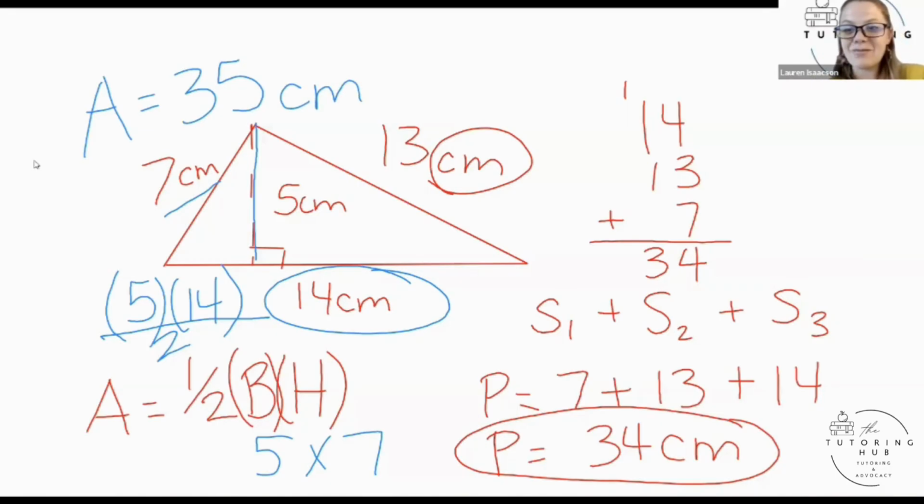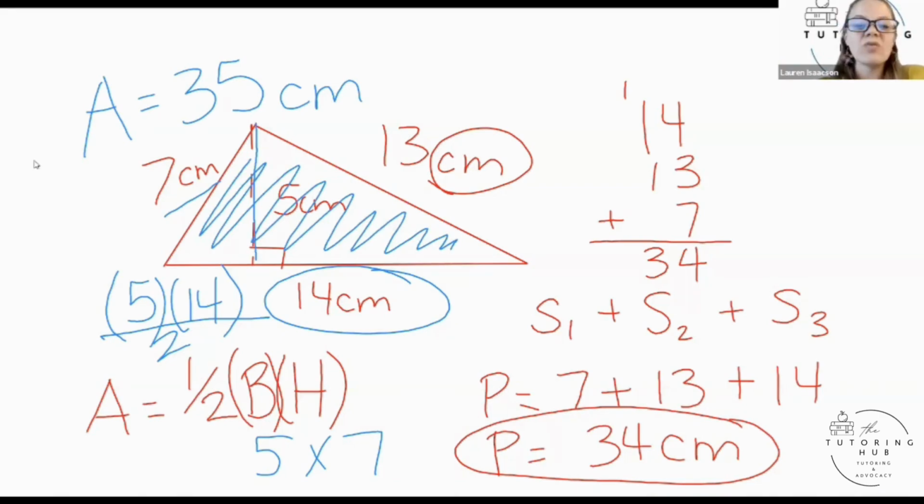But since we are finding the space inside our triangle, that's what the area is, we have to put squared units at the top. So that little 2, or you could write it out, square, and then centimeters. Either one would be correct to find the area.